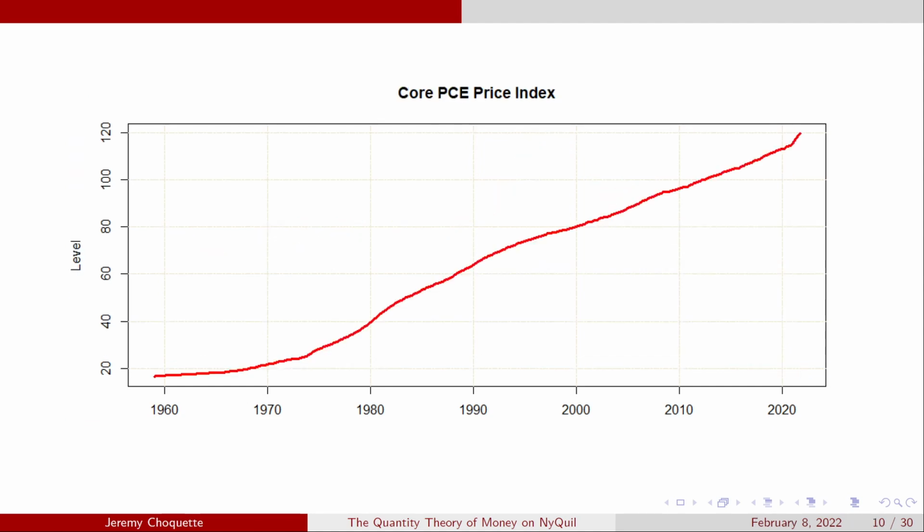Let's look at the core PCE price index. All right. This is the price index that the Federal Reserve looks at when they're trying to monitor inflation. Now, when they're monitoring inflation, they're not monitoring the level of the core PCE price index. They're looking at the annualized rate of change, right? Or the year over year, you could say, growth rate in the price index. This is just the price level, though, right? This is set to an index.